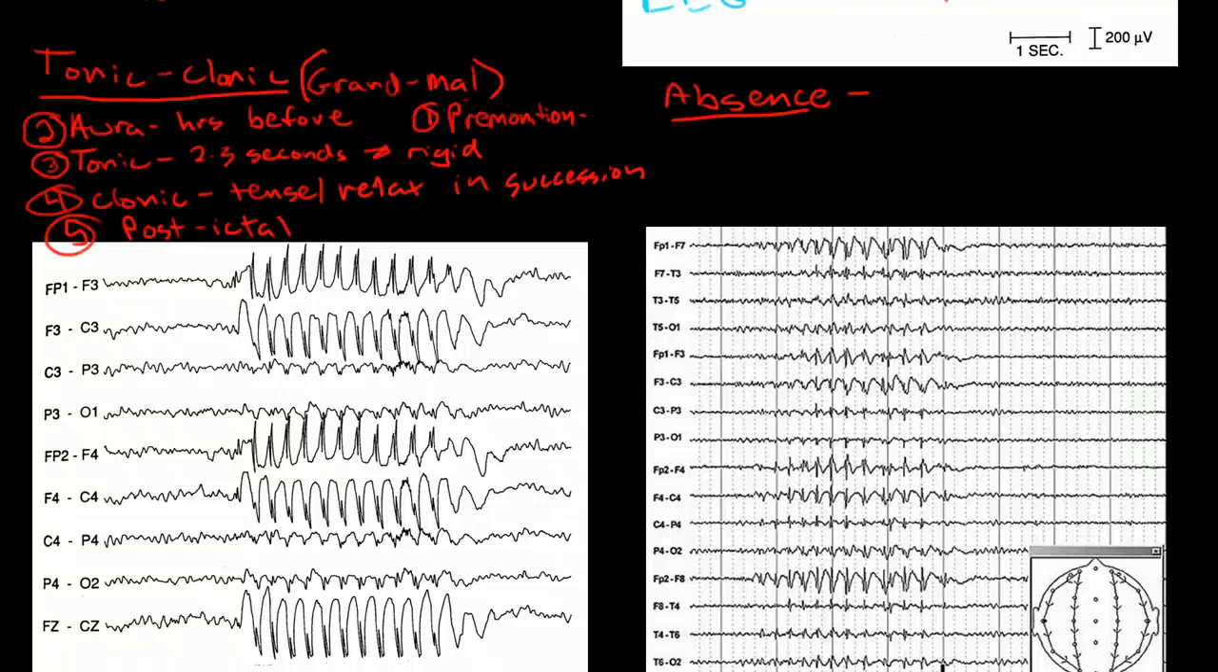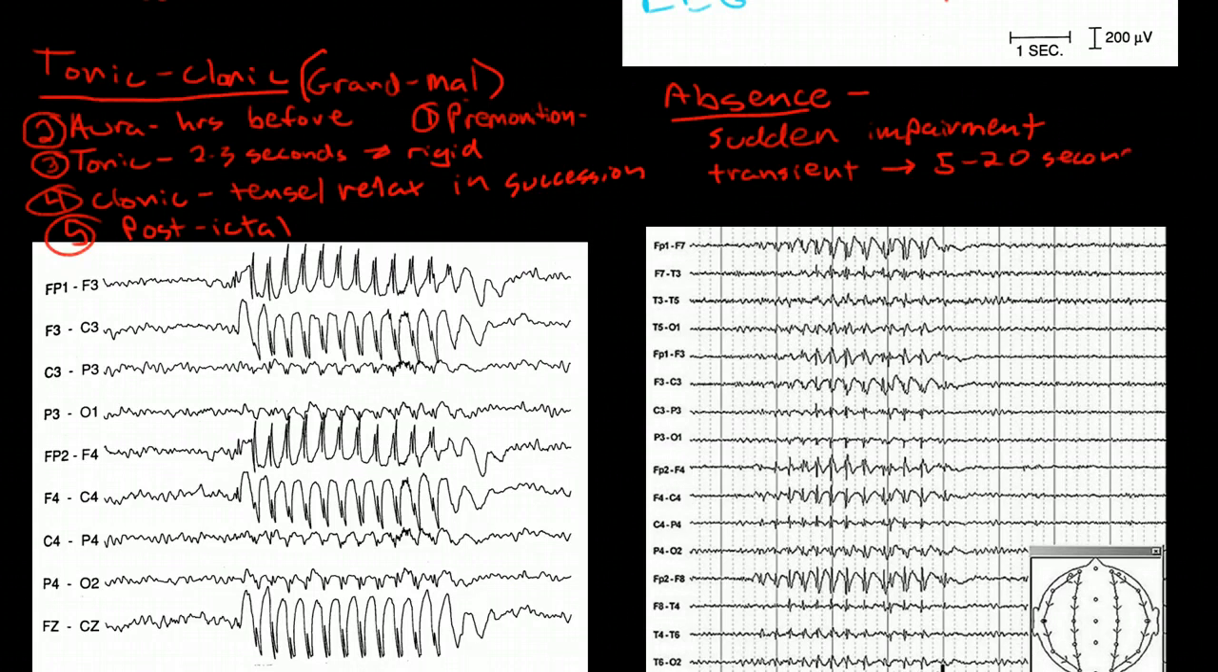Now, an absence seizure manifests itself very differently. Absence seizures are characterized by a sudden impairment of consciousness, and that's the essential aspect of it. It may be a complete loss of consciousness. Interestingly, they tend to be very transient, shorter than tonic-clonic seizures. They may only last 5 to 20 seconds.